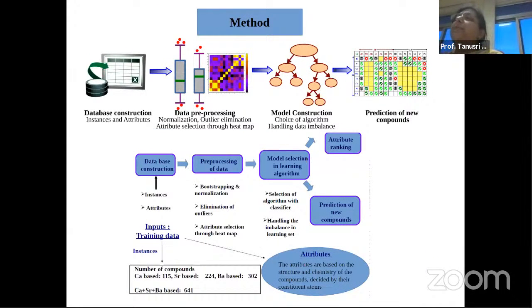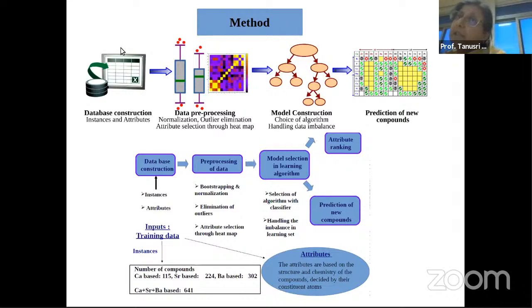This is basically nothing but pattern recognition. So for that, you build up a database. We built up a database taking into account all different double perovskite compounds. We considered only the divalent cation at the A site, that means calcium, strontium, and barium. That gave me some 641 compounds that have been made so far. Then of course you need to do data pre-processing, because some of the data are very atypical. These are outliers which you need to eliminate from your database.